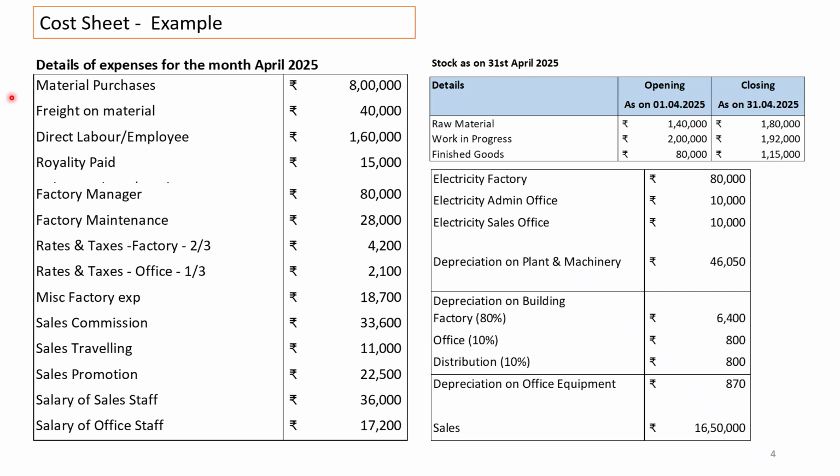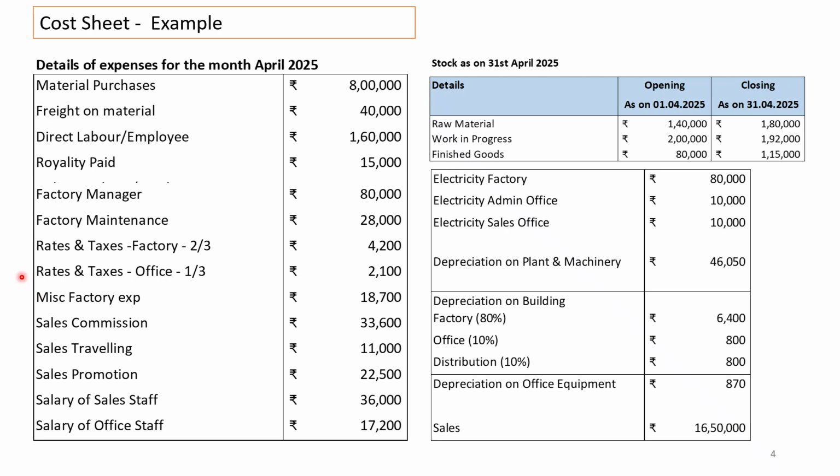If you see the first, material purchases, freight inward, and direct labor expenses, royalty paid. These are all coming under the prime cost. Factory manager salary, factory maintenance, rates and taxes factory, miscellaneous factory expenses, electricity factory, depreciation of the plant and machinery, depreciation of the building will come under the factory overheads.